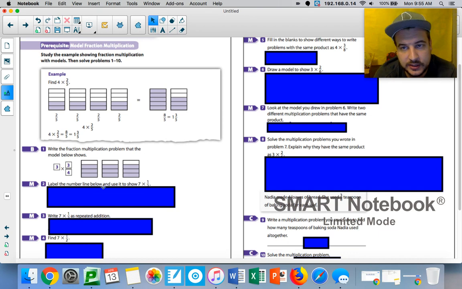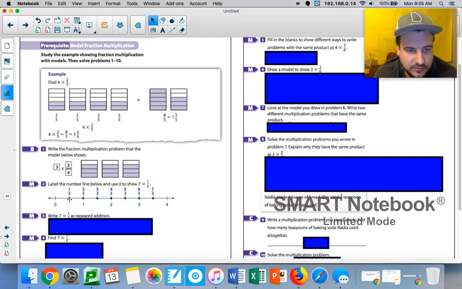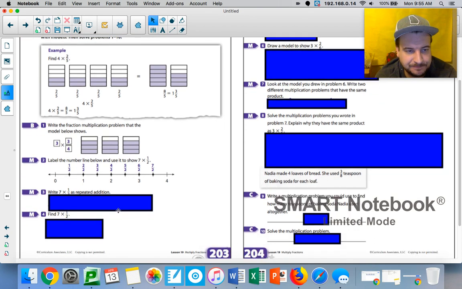If you wanted to figure that part out, label the number line to show 7 times 1/2. So 1/2, 7 times. 1, 2, 3, 4, 5, 6, 7. You get 7/2, which is equal to 3 1/2, by the way.